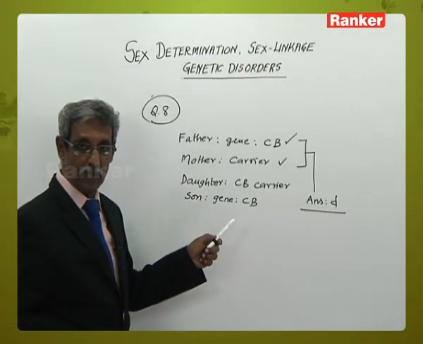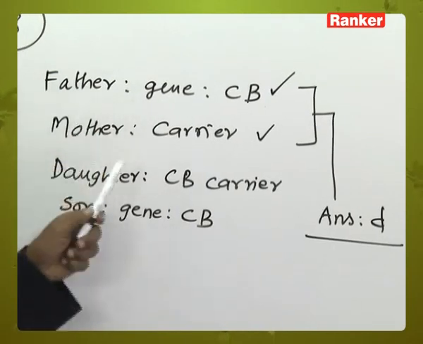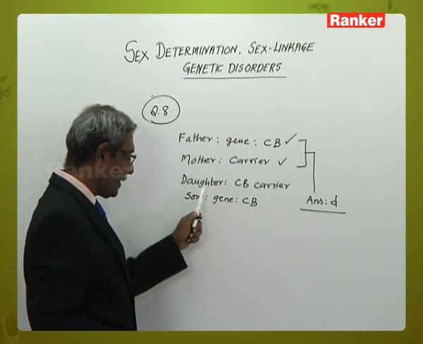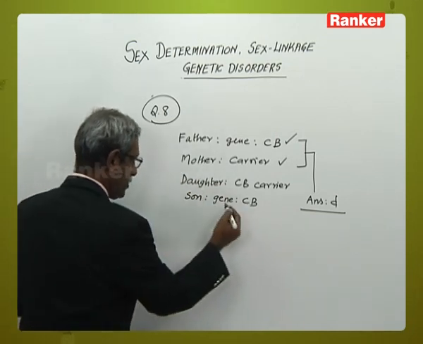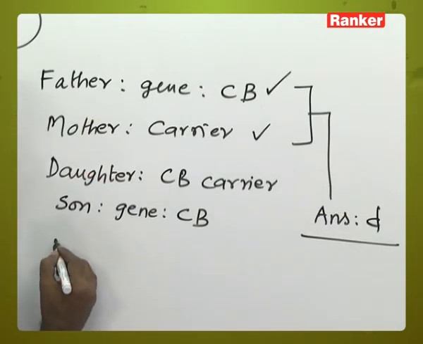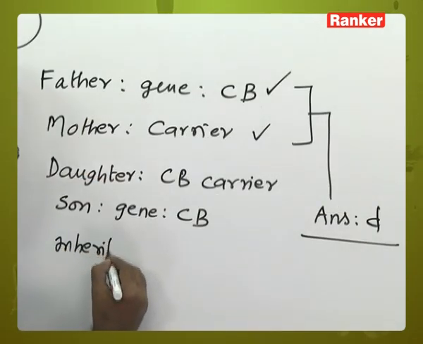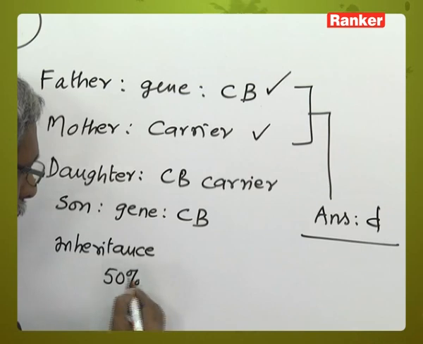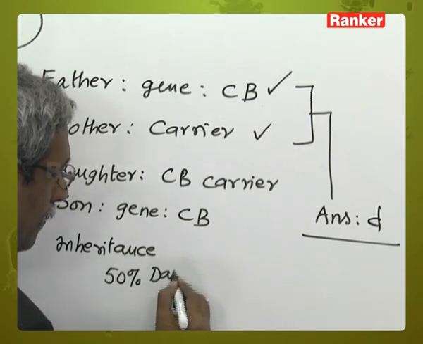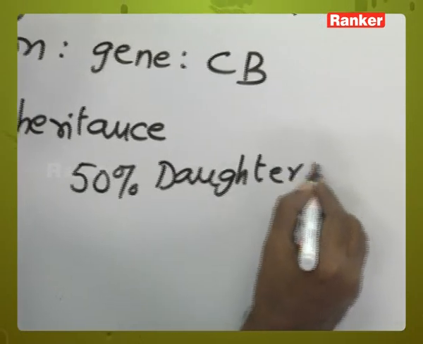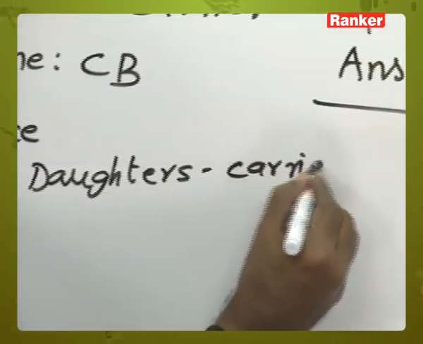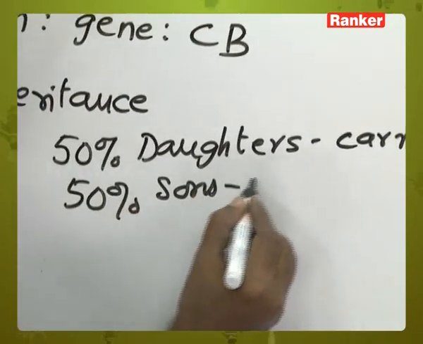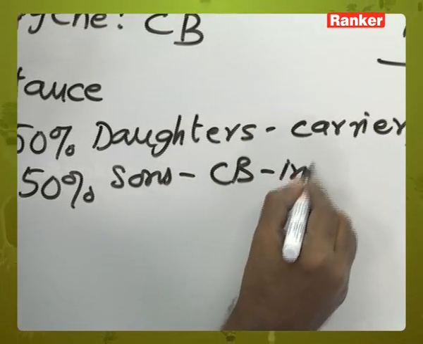So this forms the basis, the norms or the basic rules for colorblindness. Gene from the father, carrier is a mother, daughter is also a colorblind carrier, and when you take the son, he has got the gene for colorblindness. So naturally, in the pattern of inheritance, 50% of the girls or the daughters are the carriers, and 50%, that is the sons, inherit the gene for color blindness.